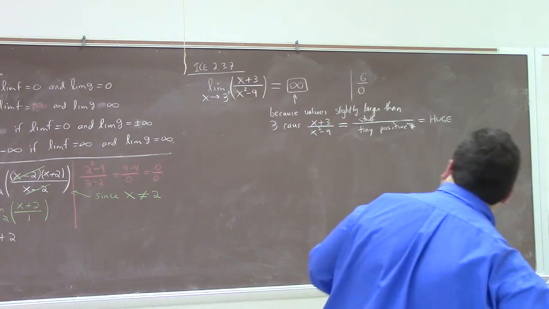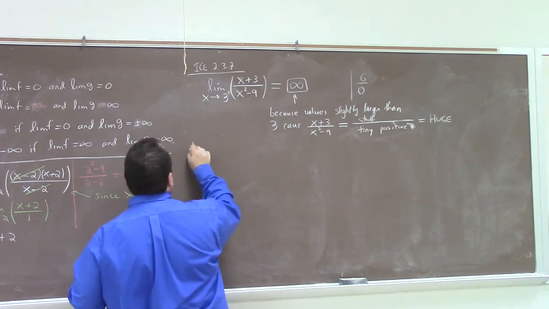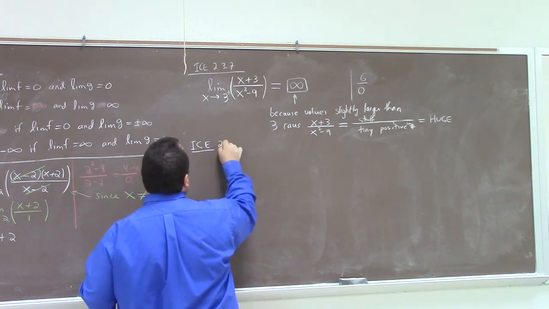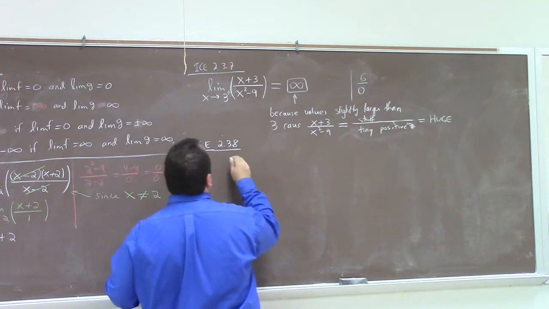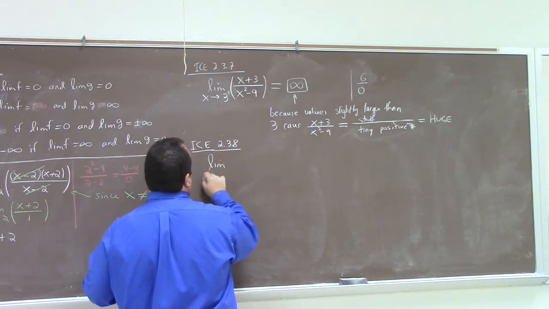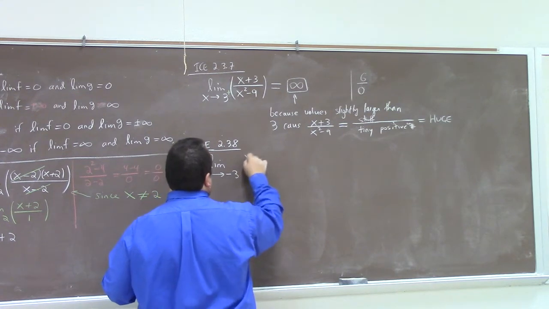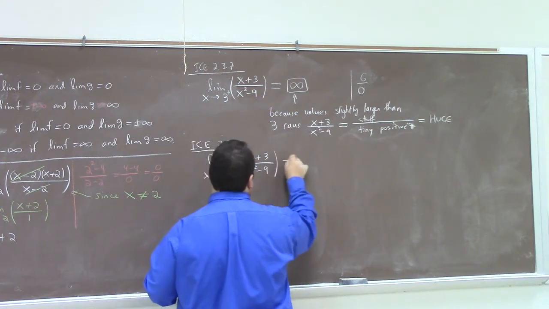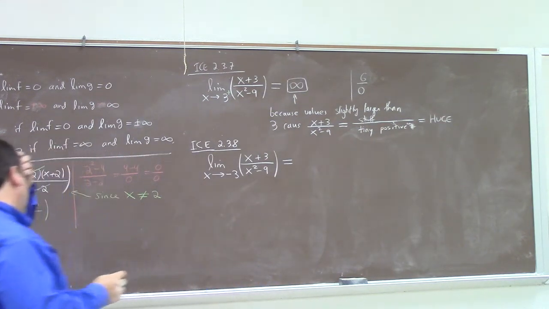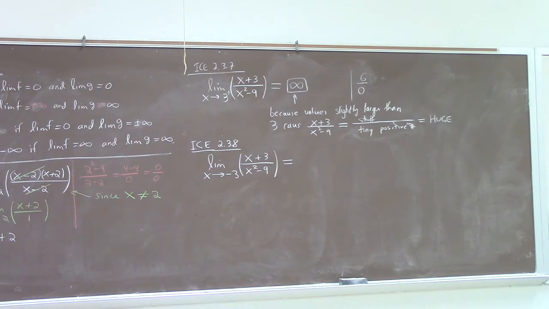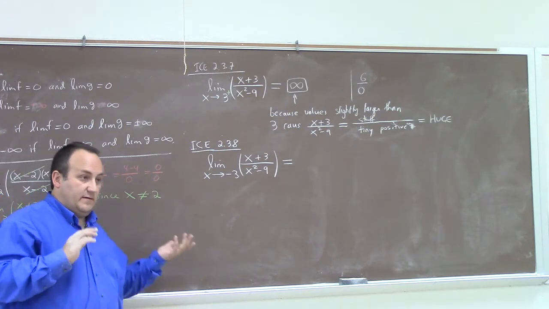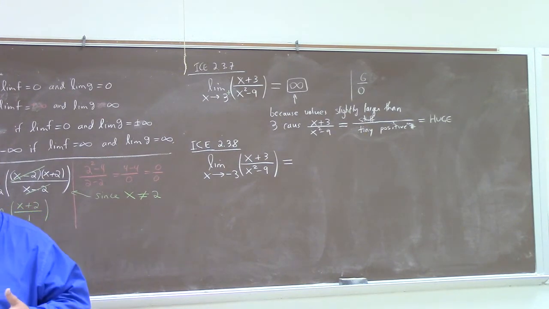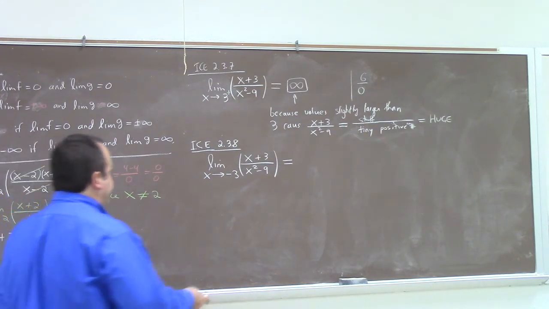Let me change this problem ever so slightly. 2.3.8. The limit as x goes to minus 3 of x plus 3 over x squared minus 9. So now I can think about plugging the limiting value, the limit point in. It gives me 0 over 0. This is type 0 over 0, right?